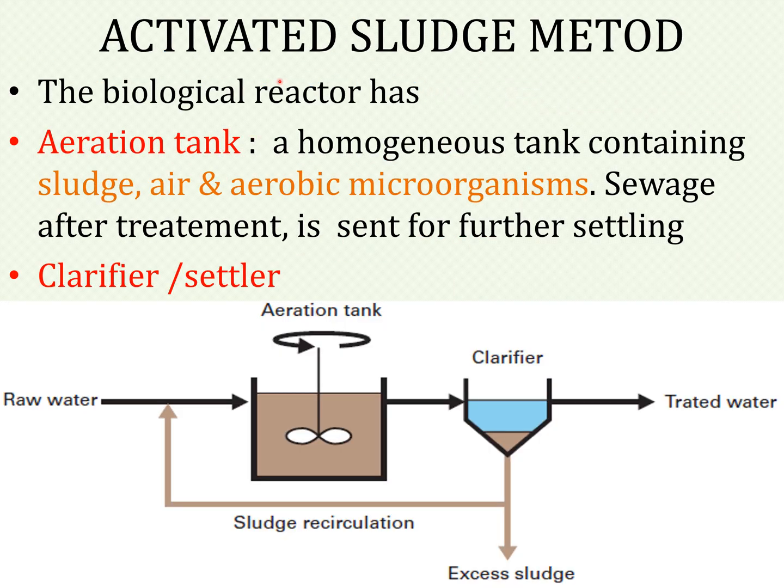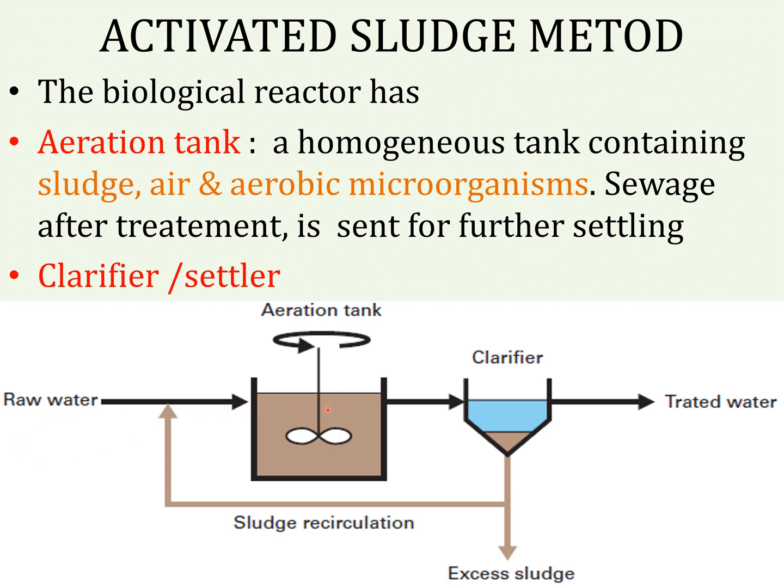Here we have another aerobic water treatment process, the activated sludge method. As you can see, this is also a biological process. The biological reactor has an air tank as well as a clarifier or settler. The air tank contains sludge, air, as well as aerobic microorganisms. The raw sewage water is fed into the air tank.